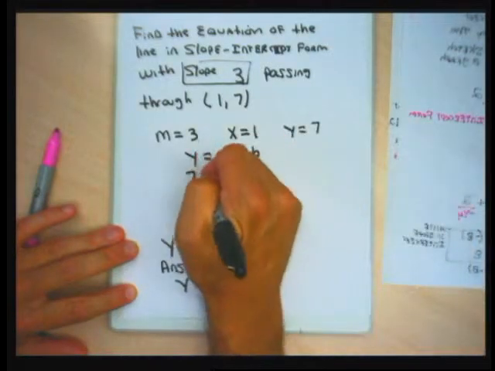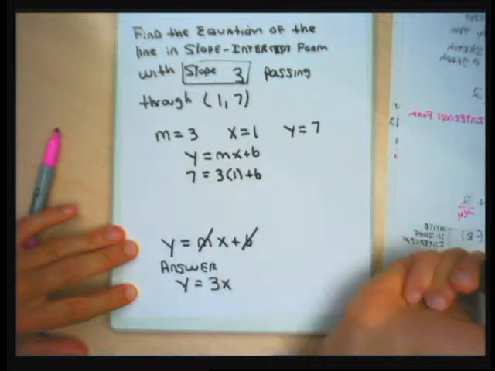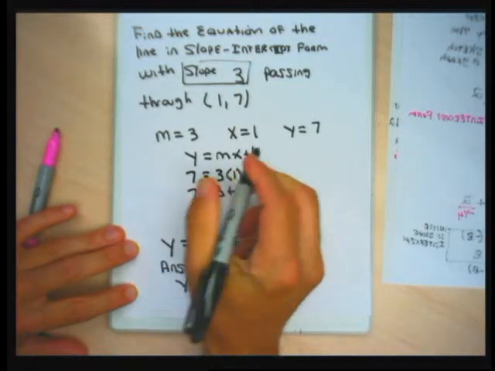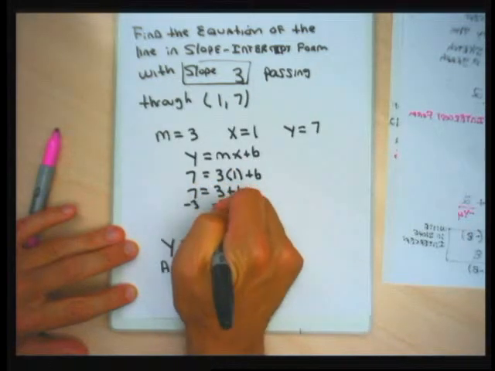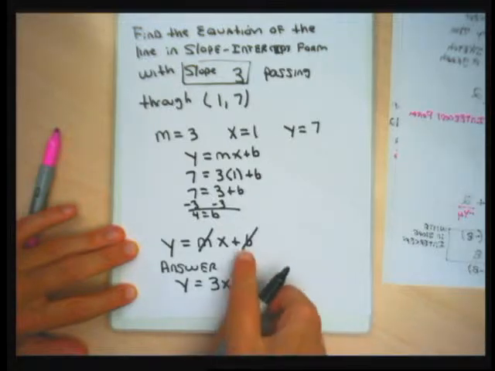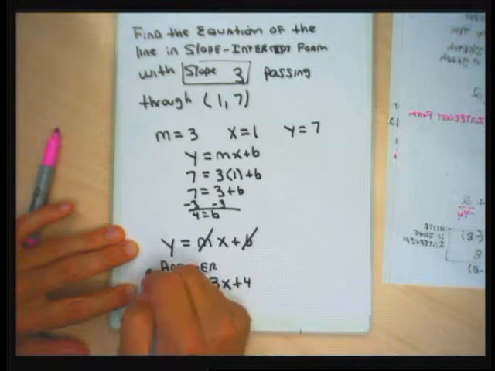So I'm going to go 7 equals 3 times 1 plus b. That's going to give me 7 equals 3 plus b. I'm going to subtract 3 from both sides, and I'll get 4 equal to b. In my answer, in place of the b, I'm going to put a positive 4.